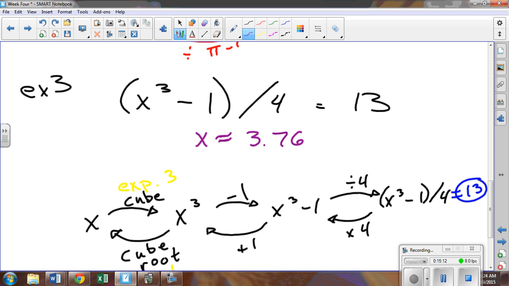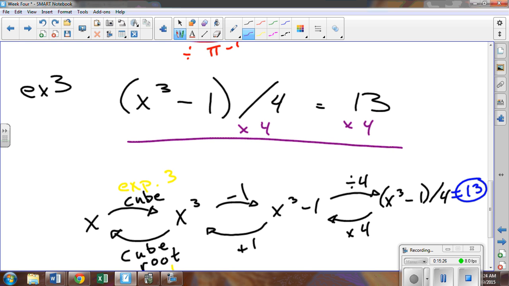And this function loop diagram is a completely valid way to write up your work. I'm sure with a lot of your previous classes, you would have worked on solving this type of thing by taking times 4, giving you x cubed minus 1 equals 52. Then add 1, x cubed equals 53. Take the cube root and get x is equal to 3.76.